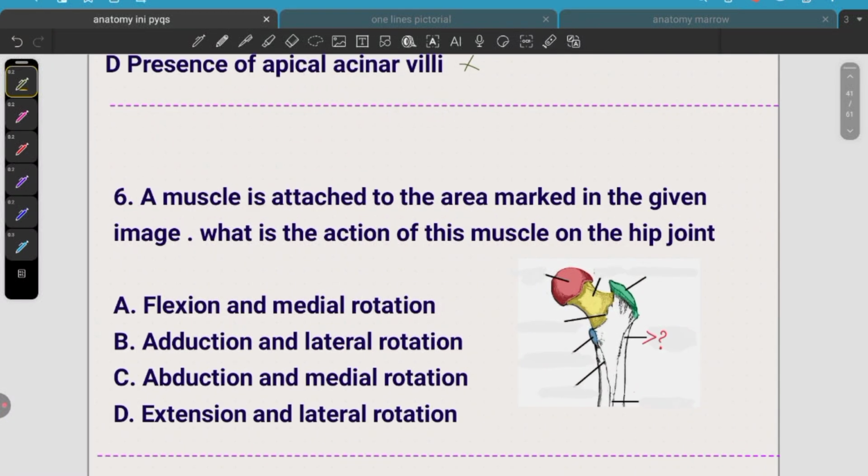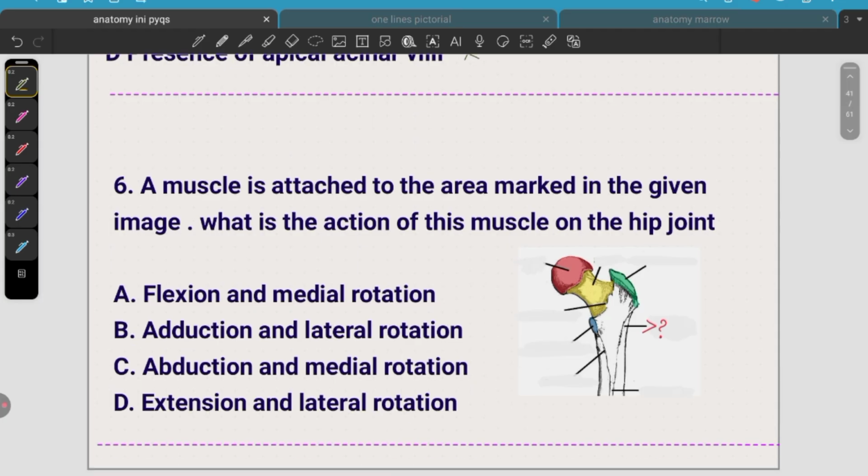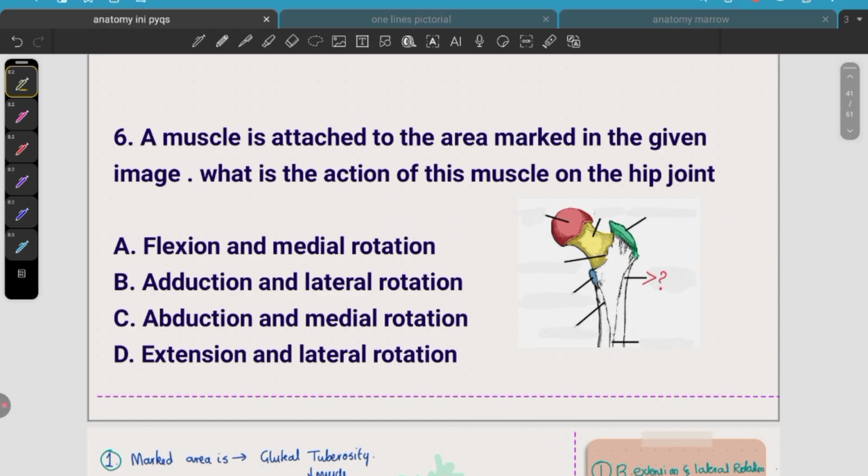Sixth one. This was the repeated question. This 2020 paper has both May and November INI, so some of the questions will get repeated. So I thought of putting the same question again because you will know which question is repeated. A muscle is attached to the area marked in the given image. What is the action of this muscle on hip joint?